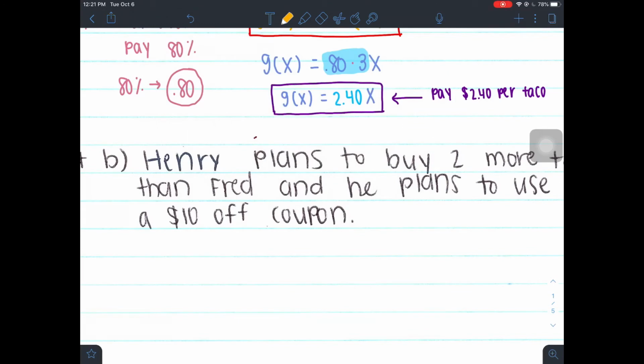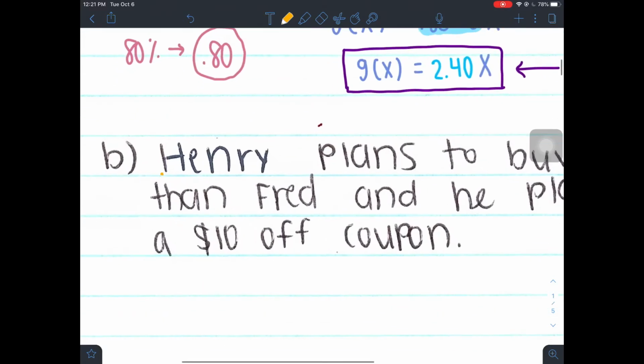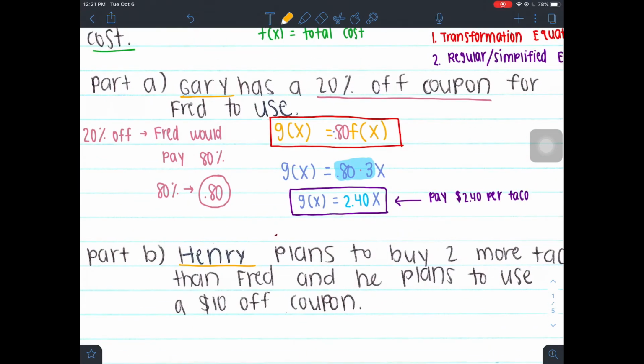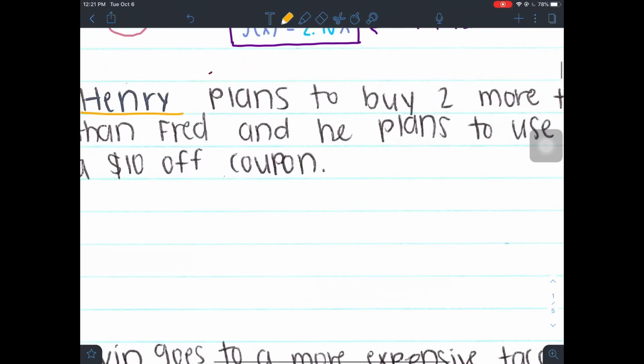So now for Henry, this is a brand new person. So he's technically like a brand new transformation. We're going to transform our equation again, but this is a brand new one. So I'm going to use Henry and call him h of x. So with Gary, I used a g because his name started with a g. For Henry, I'm going to use an h.